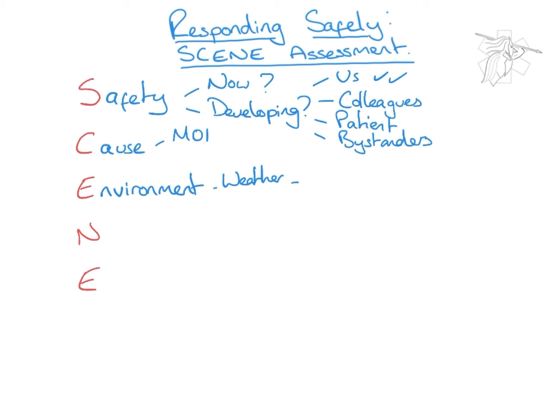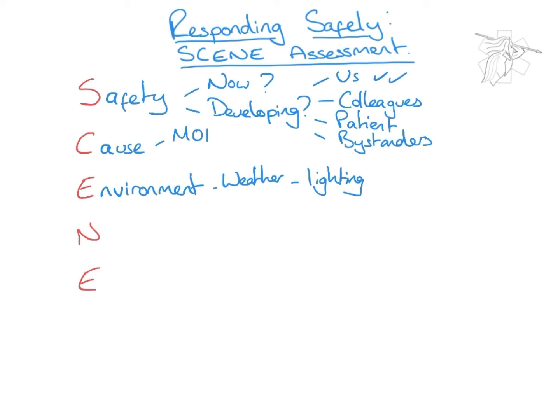But we're also thinking things like lighting. So is it really dark? Is the patient in a dark place, but there's something like a street light nearby? Can the patient be moved to that more well-lit area, if clinically safe to do so? Or can we just bring some lighting to the patient? The fire service are really good at this in terms of bringing scene lighting, but everyone's got mobile phones nowadays, and generally some artificial light can be produced, for example.